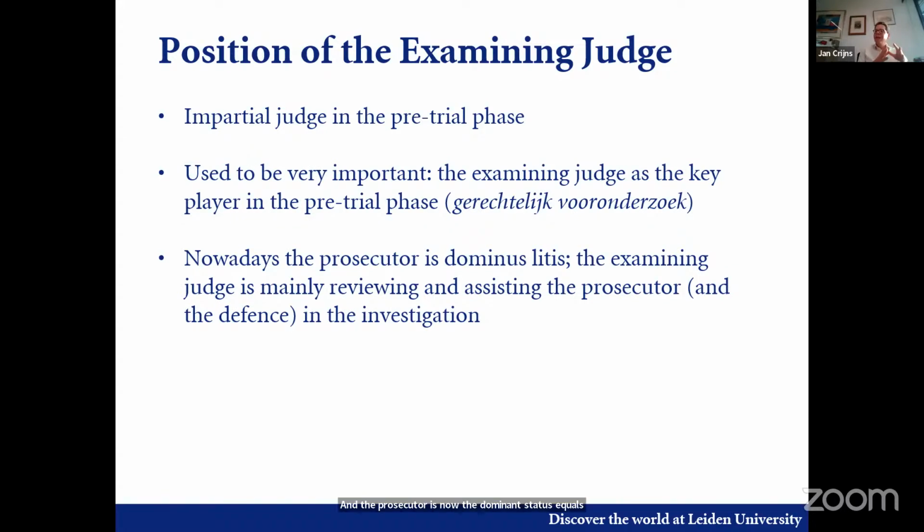He will start the investigation, he will lead the investigation, and actually the role of the examining judge in current criminal procedure is just to assist the prosecutor sometimes in certain investigation powers, and he is also reviewing the legality of the investigation. So some investigation powers can only be ordered by the prosecutor after an authorization of the examining judge. So the examining judge has an important role, but it's more in assisting during the investigation, assisting the prosecutor, but also the defense, as I will explain later on. And he will review the legality of the investigation, but he's not the one who is leading the investigation anymore. That is the prosecutor himself.